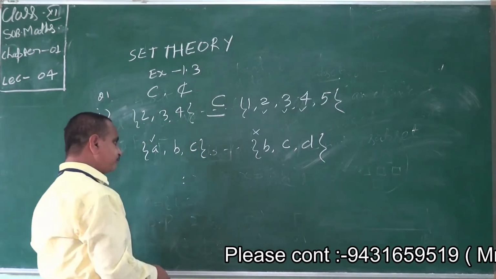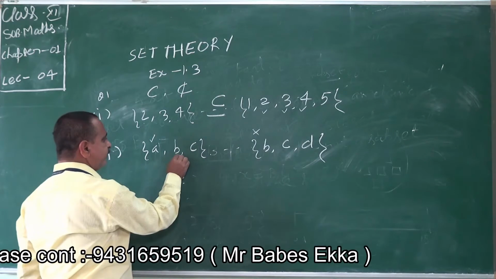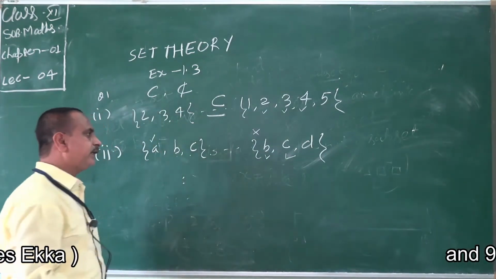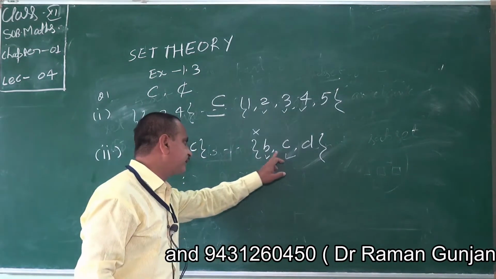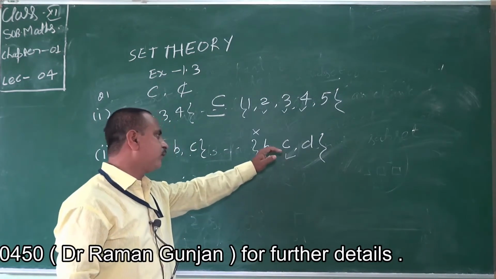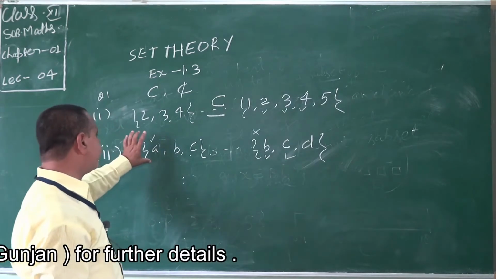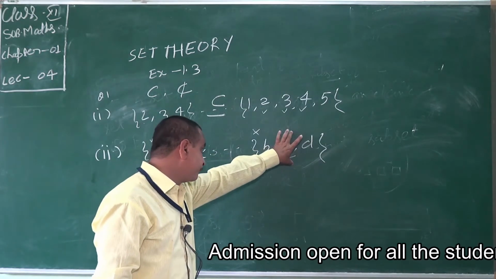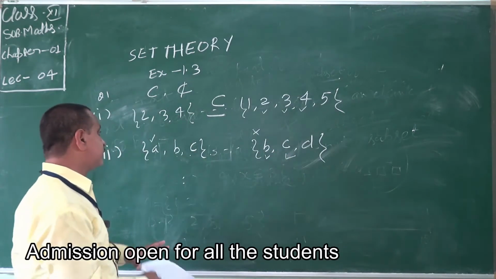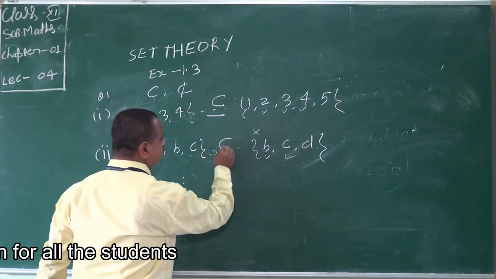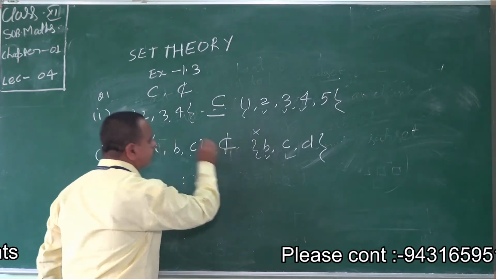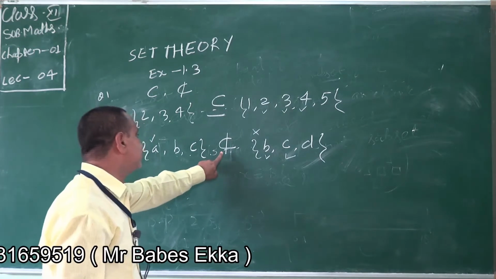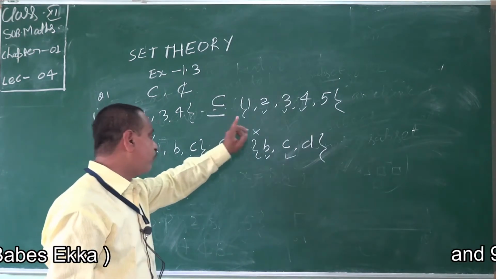Again, I repeat, your elements B and C are present, but our one element A is absent in that set. So all elements of this set are not present in that set. So this set is not a subset of that set. So by a strike line, we say that this is not a subset of that set.